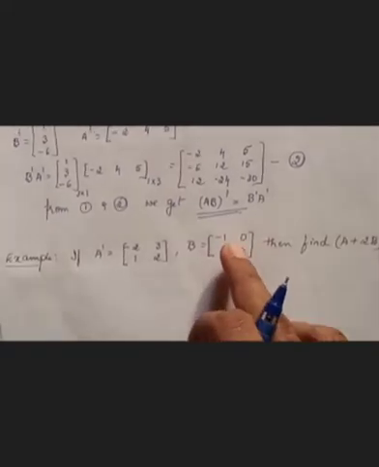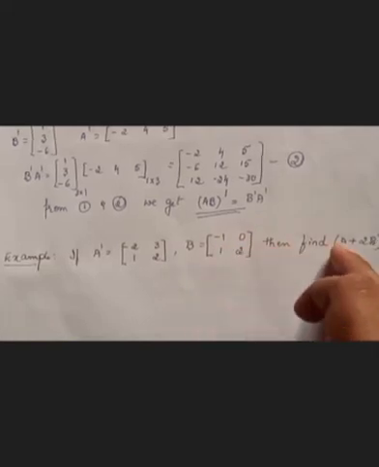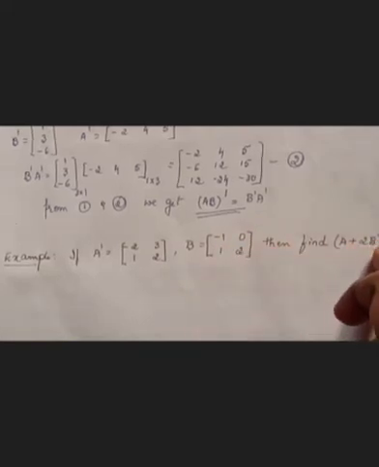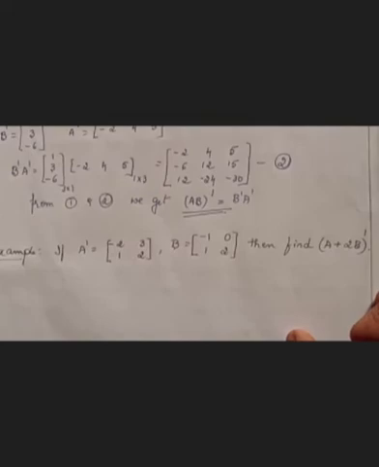Okay, let's take one more example. If A' is equal to [-2, 3, 1, 2] and B is equal to [-1, 0, 1, 2], find (A + 2B)'.